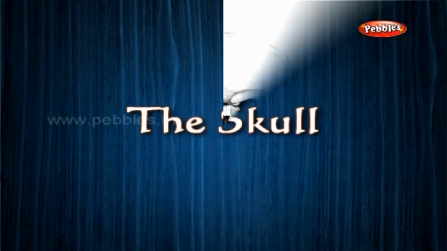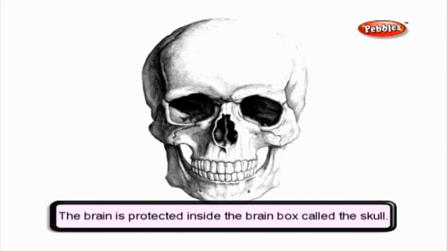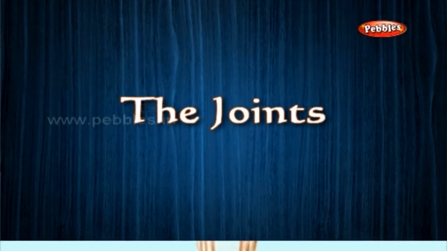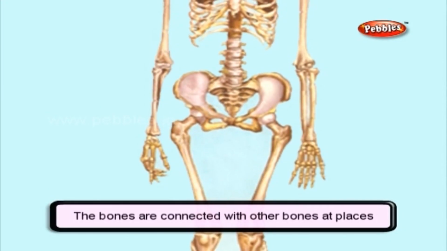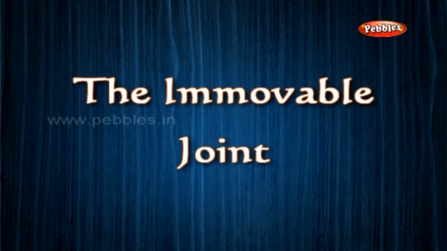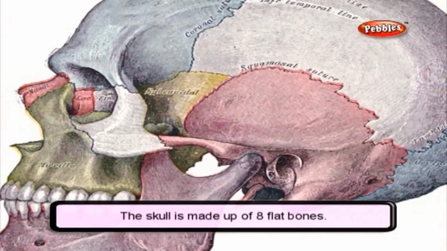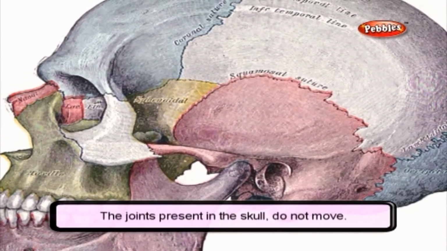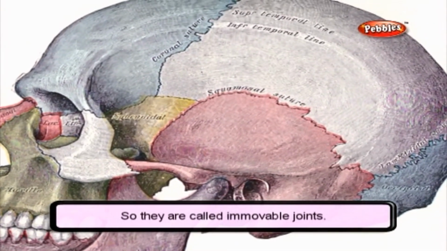The skull. The brain is protected inside the brain box called the skull. The joints. The bones are connected with other bones at places called joints. The immovable joint. The skull is made up of 8 flat bones. The joints present in the skull do not move, so they are called immovable joints.